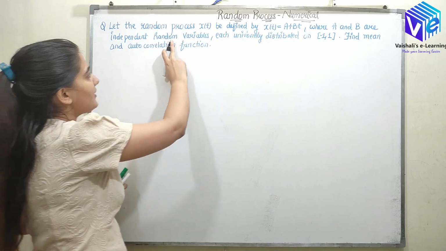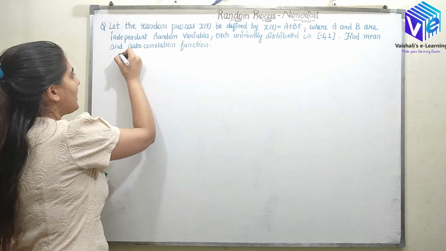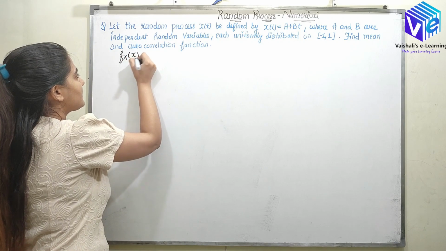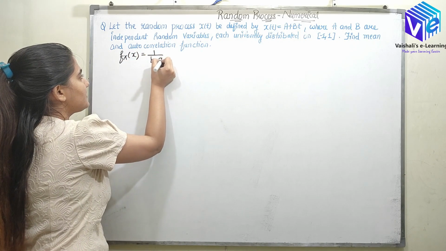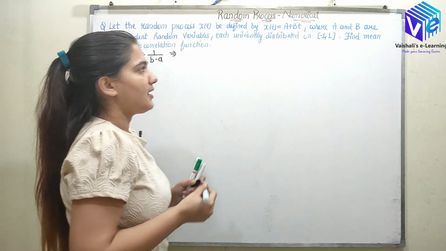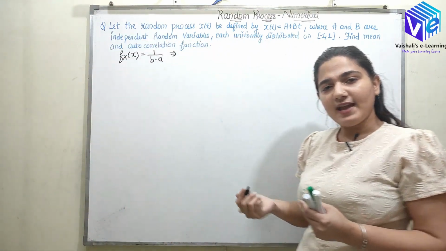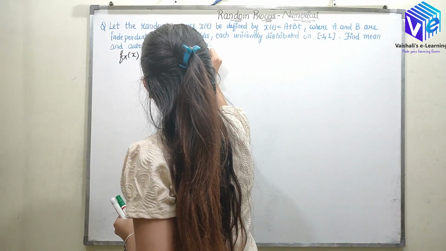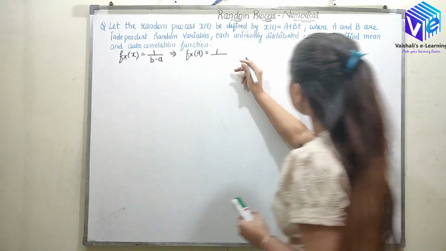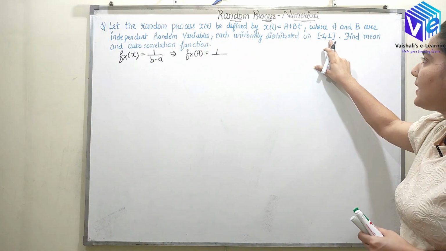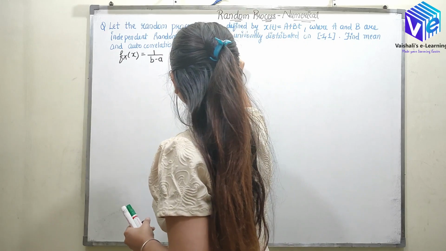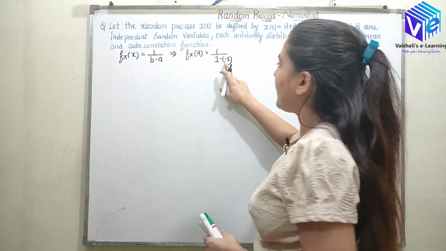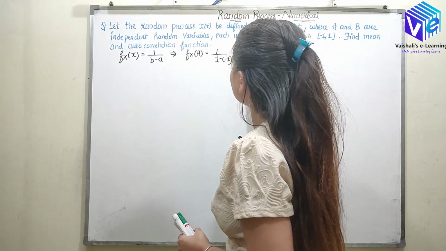A and B have a uniform distribution. I know for a uniform distribution the PDF is given by f(x) = 1/(b - a). So I can find the PDF of A as well as the PDF of B. f(A) is 1/(b - a). What is b? b is my upper limit, which is 1, and a is my lower limit, which is -1. So 1/(1 - (-1)), which is 1/2.